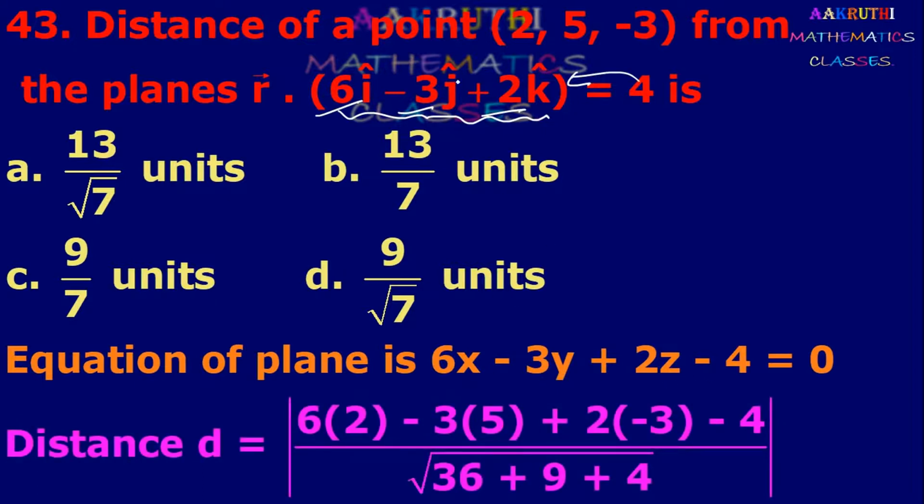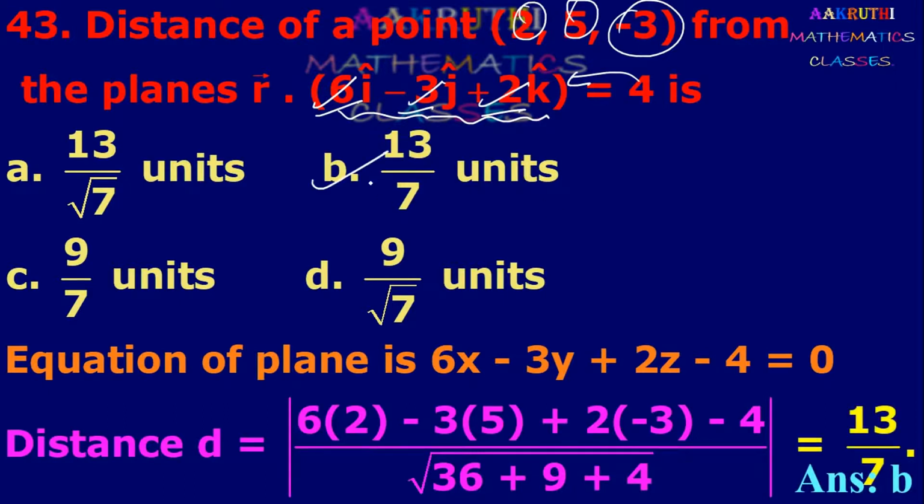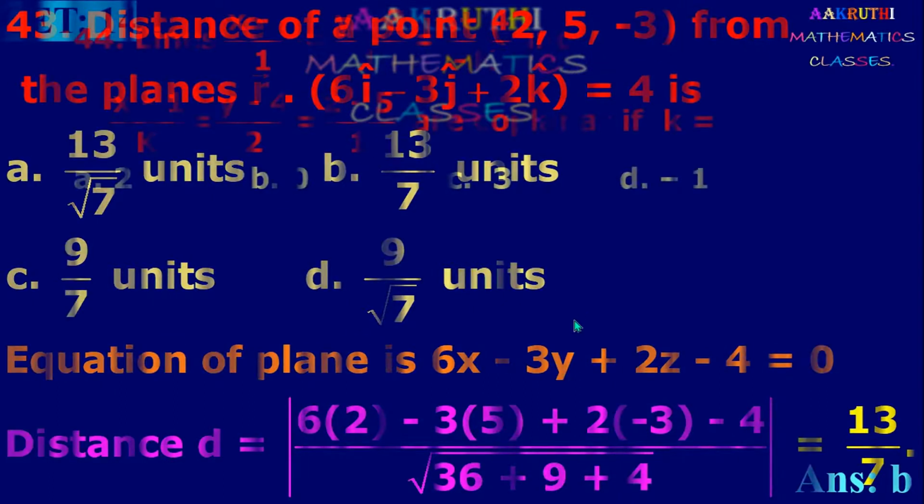So therefore distance is 6 into 2 minus 3 into 5 plus 2 into minus 3 minus 4 divided by root of 6 square is 36, minus 3 square is 9 and 2 square is 4. So we get 13 by 7, which is option B. So here the correct option is option B. First convert the vector equation into Cartesian equation and directly we use the formula. So therefore the correct option is option B, which is 13 by 7.